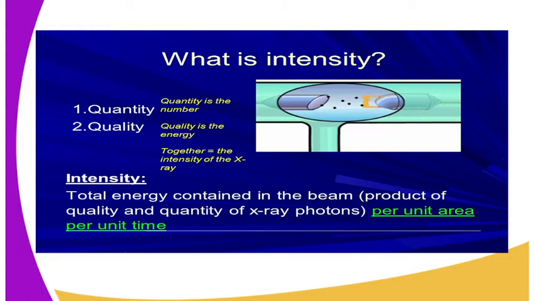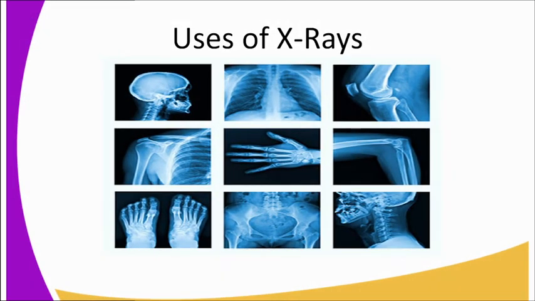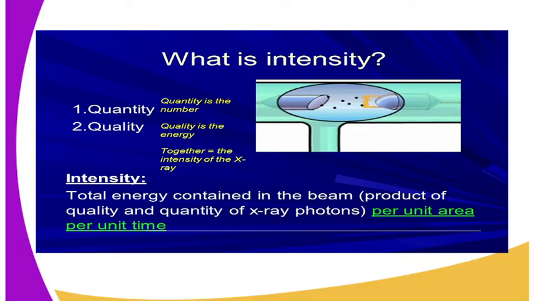What is the intensity? It is the total energy contained in a beam or product of quality and quantity of X-ray photons. The greater the heating current, the greater the number of electrons produced. Hence, the more X-rays, the strength or the quality of the X-rays will, however, remain the same. The strength of the X-rays depends on the speed of the electrons, which in turn depends on the accelerating potential difference between the cathode and the anode.